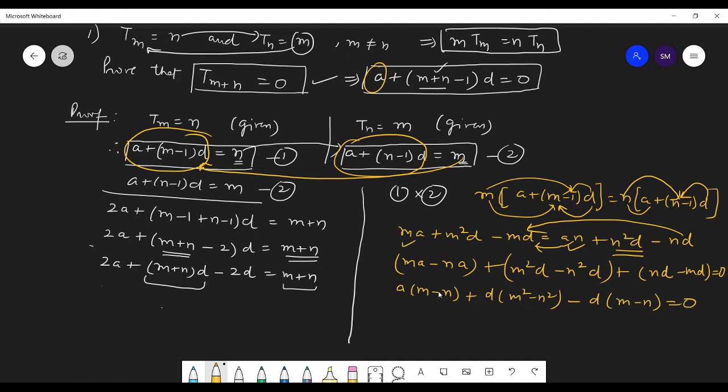That's equals to 0. Now students, I can divide both sides with m minus n. So all the terms I can divide with m minus n. So what will I get here? Only a. What will I get here? D into, this is m minus n into m plus n. See, I am dividing both sides with m minus n. So 0 divided by anything will remain 0. This will cancel out. This will also cancel out.